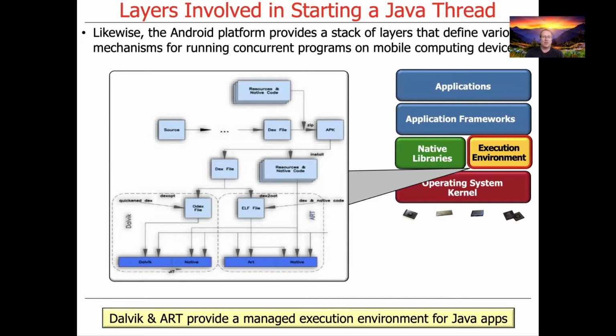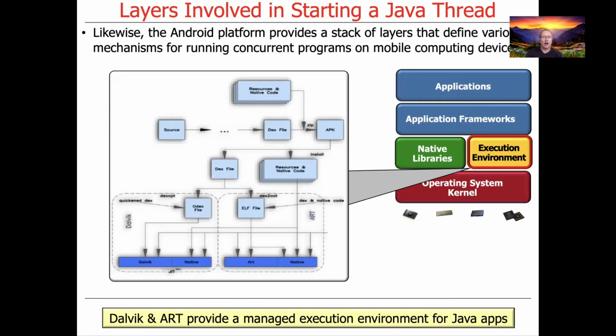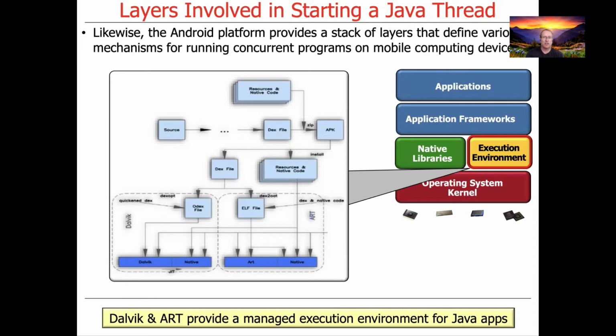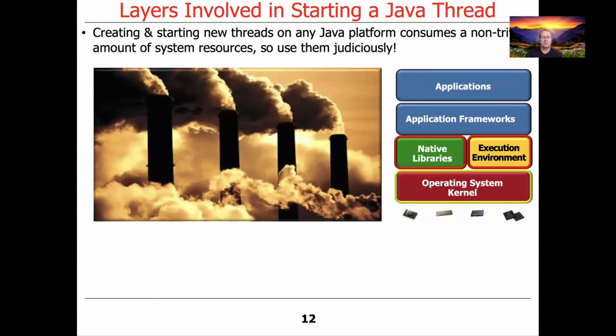In particular, there's threading abstractions that are implemented as part of the Java virtual machine. And then there's also something at this layer that's very important in Android, which are the runtime classes from the Java util concurrent packages. So Dalvik or ART would provide the basic thread implementation, and then the Java util concurrent packages would provide essentially Java-centric wrappers around the thread implementation, which is typically done in a lower level, as we'll see when we walk through the code.